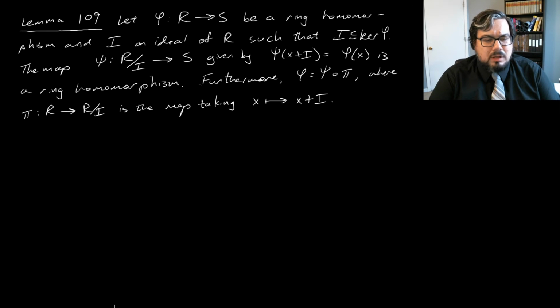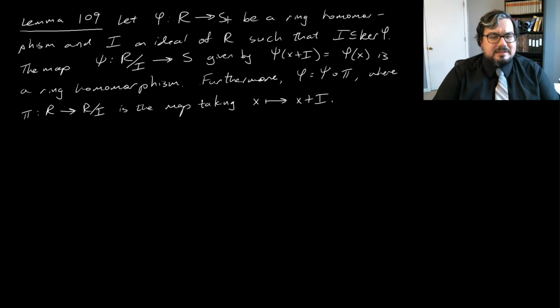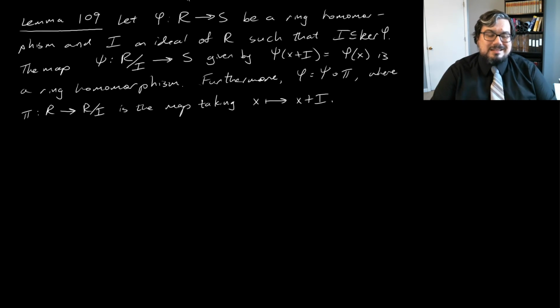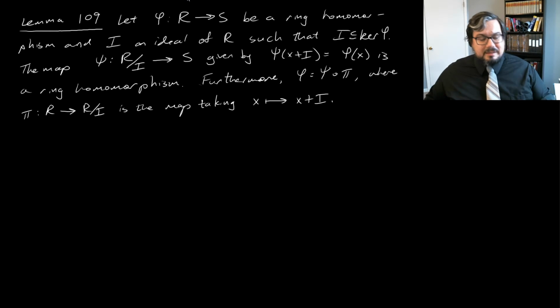Before launching into the proof, let's look at this a bit and see what it says. We've got this homomorphism from R to S. I'm making no other assumptions about it. It might be surjective, injective, don't know. But it's saying that if I take some ideal of R where I is a subset of the kernel of phi, then I can construct this homomorphism from R mod I to S.